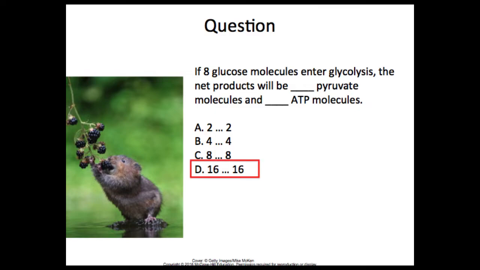The correct answer is if 8 molecules of glucose enter glycolysis, the net products will be 16 pyruvates and 16 ATPs.